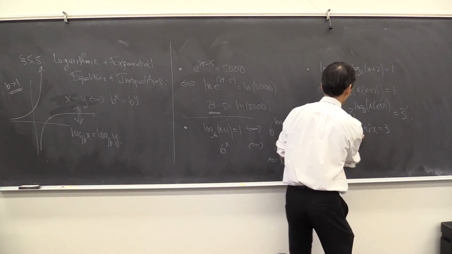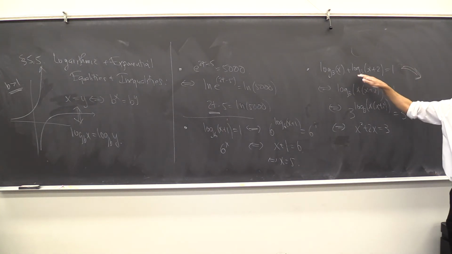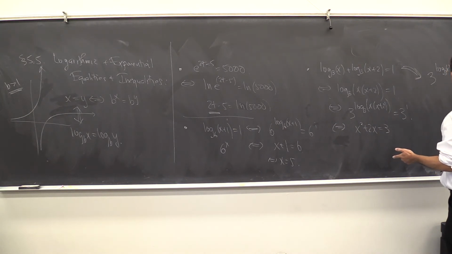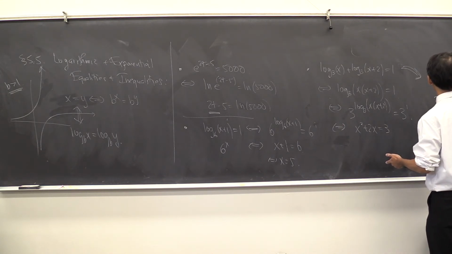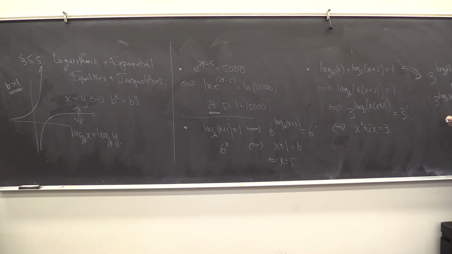Actually, before we get there, let me say that we could have just as well run this through 3 to the x over here. We would get 3 to the log base 3 of x plus log base 3 of x plus 2 equals 3. Then you would use properties of exponents, which say that this is the product of 3 to the log base 3 of x times 3 to the log base 3 of x plus 2. So you would get x times x plus 2 equals 3. Either way, because this property of logs is basically this property of exponents, it's doing the same thing.